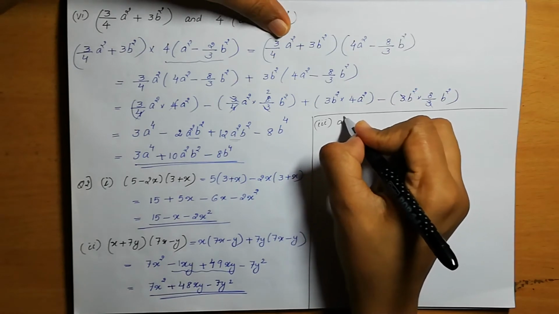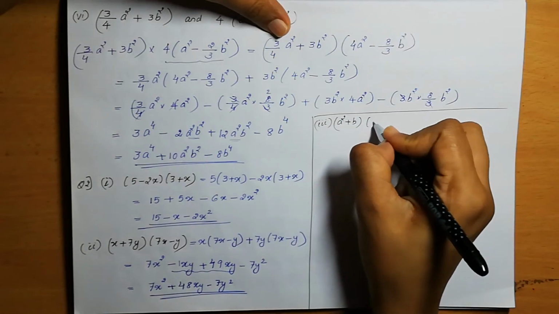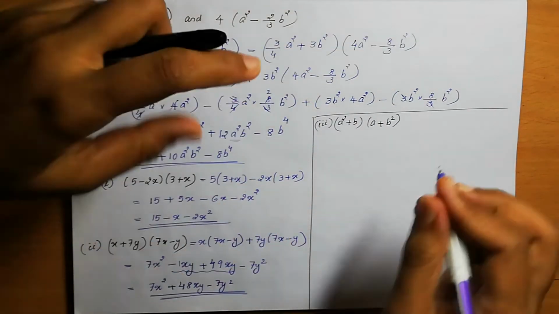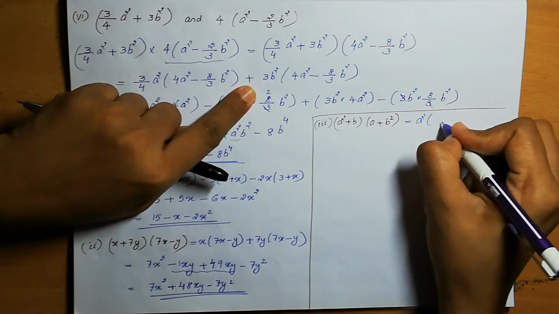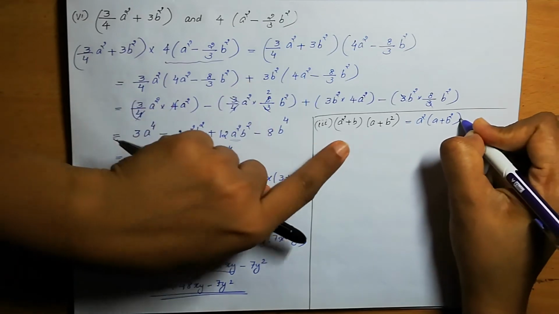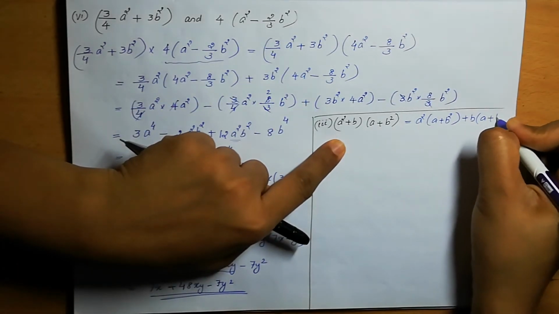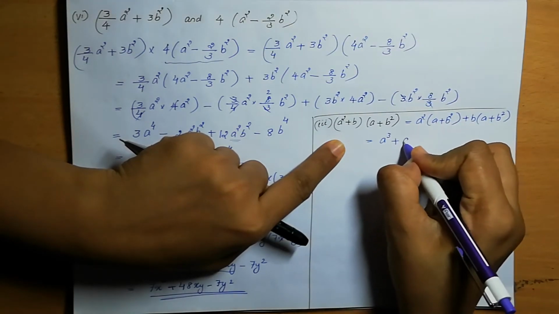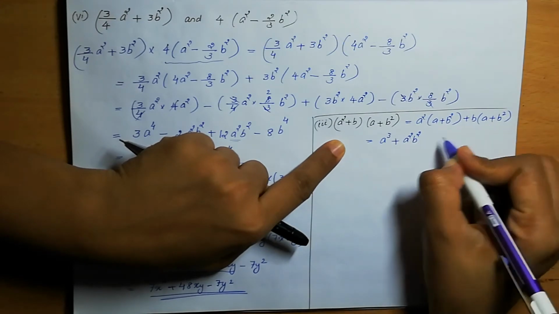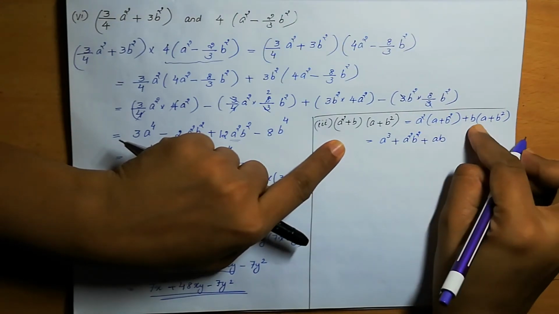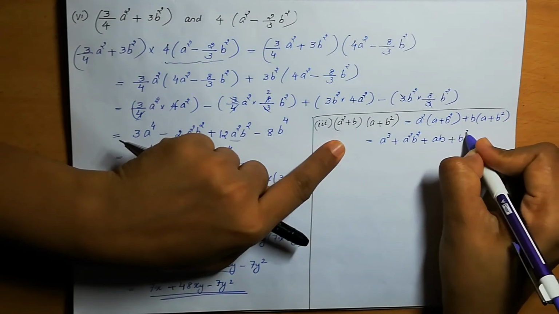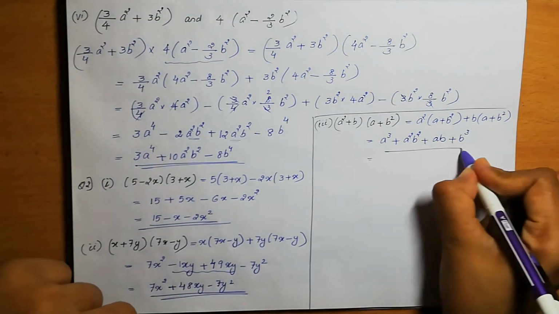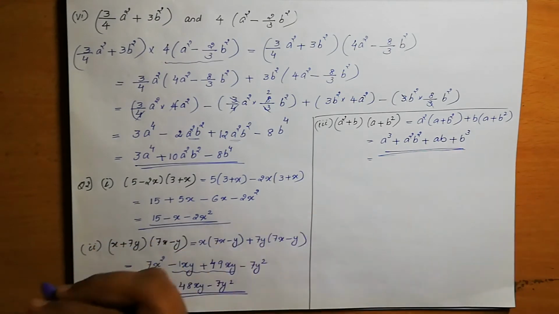Third one is (a square plus b) into (a plus b square). So here also each term we need to multiply. That is equal to a square into (a plus b square) plus b into (a plus b square). So that is equal to a square into a is a cube, plus a square into b square is a square b square, plus b into a is ab. Then b into b square is b cube. Further simplification is not possible. So a cube plus a square b square plus ab plus b cube is the answer.